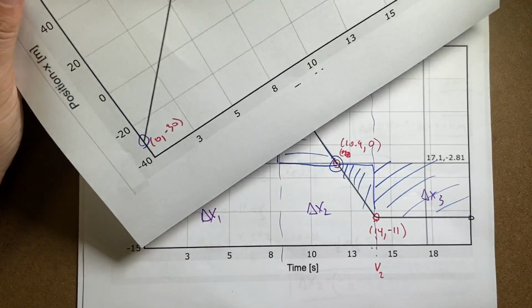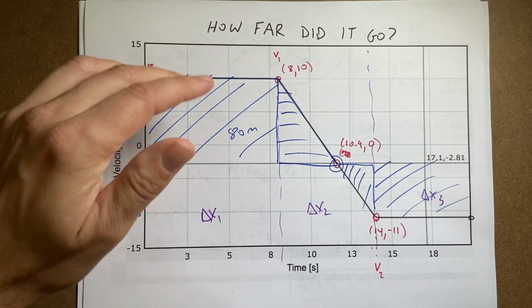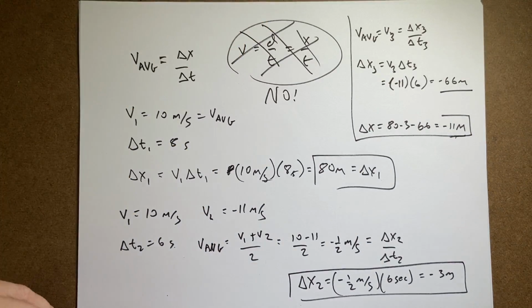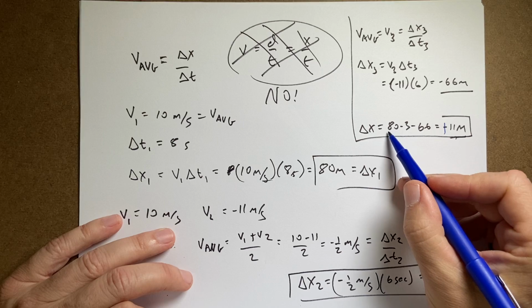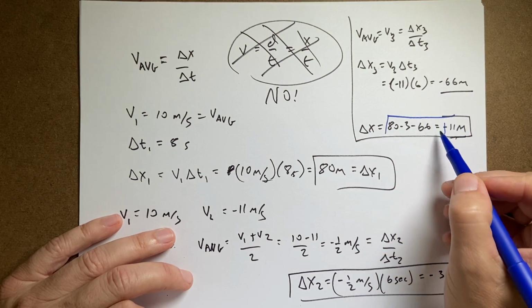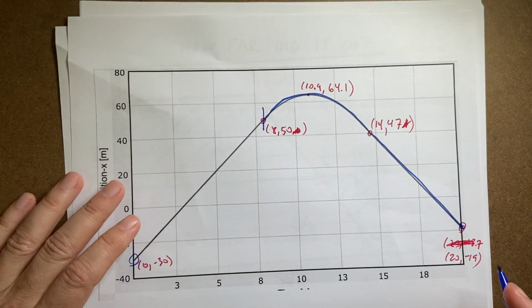Is 11. I said negative 11, didn't I? That's not negative 11. I did that wrong. That's 80. Yeah, positive. Okay. So there you go.